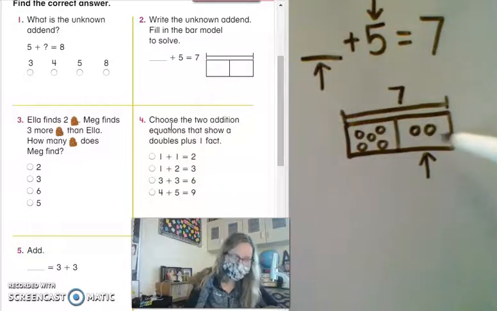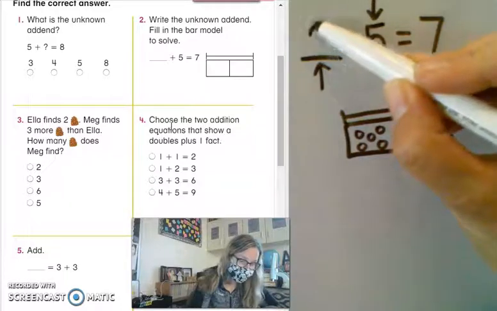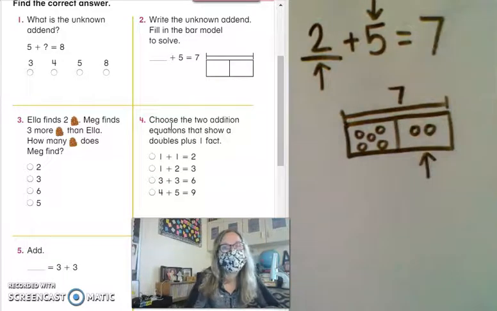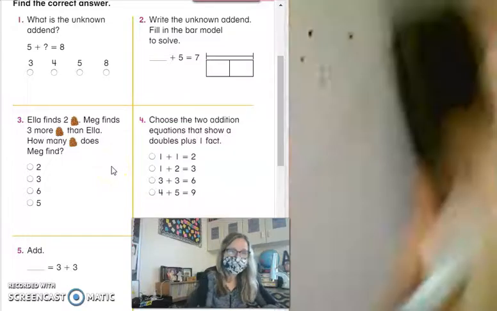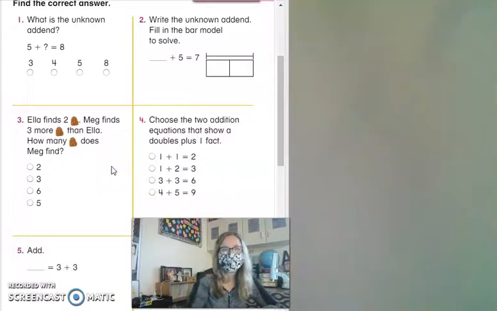Victoria, how many did I add in that box? 2. So my missing addend, or my missing part, is 2. So you'll put a 2 on this line. You'll put a 7 on the bar, and make sure you draw in 5 and 2 to show the 2 parts. Okay? All right, let's take a look now at number 3.